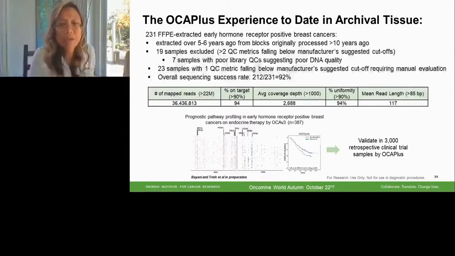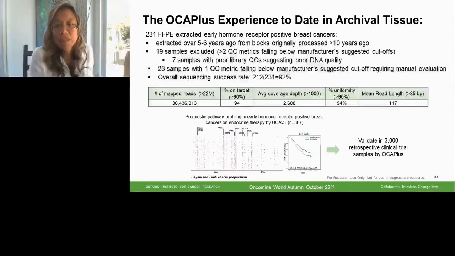So the question is, where are we going with this? We're currently preparing a manuscript detailing a study where we performed OCAv3 in 387 early hormone receptor positive breast cancers. The results here have shown that some of the copy number and mutational changes linked to signaling pathways are prognostic. The goal then is to validate in the rest of the cohort, which is about 3,000 patients from this retrospective clinical trial, using the OCA Plus platform.